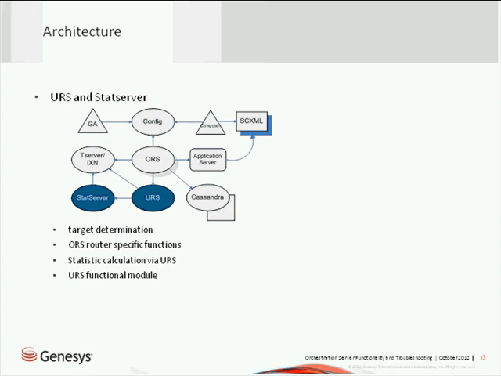URS and stat server behave a lot the same way here. URS is still going to be used for target determination. How it gets invoked is just slightly different. ORS is going to pull router in for specific functions, not just targeting, but some of the other functions that URS is going to have to do for ORS. Statistic calculation is going to be done through URS to stat server, and again, all these things are done with the URS functional module that's built into ORS.